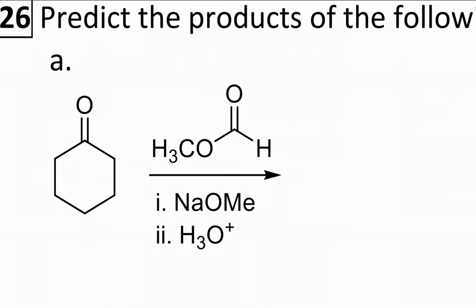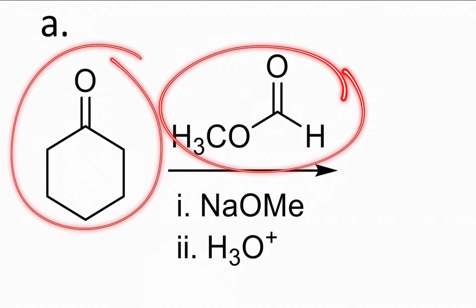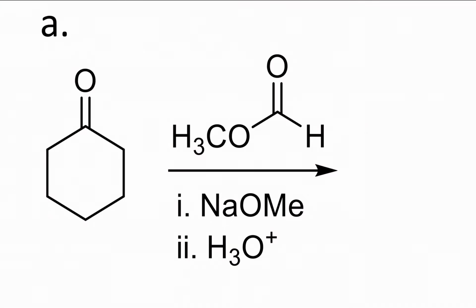For each of these, I'm going to draw as little of the mechanism as possible and just try to figure out what the product would look like. I see what looks like an ester, and I see a ketone. Ketones are actually more acidic than esters. Also, this one doesn't even have an alpha hydrogen. So I know I'm going to deprotonate the ketone. That's what the base is going to do.